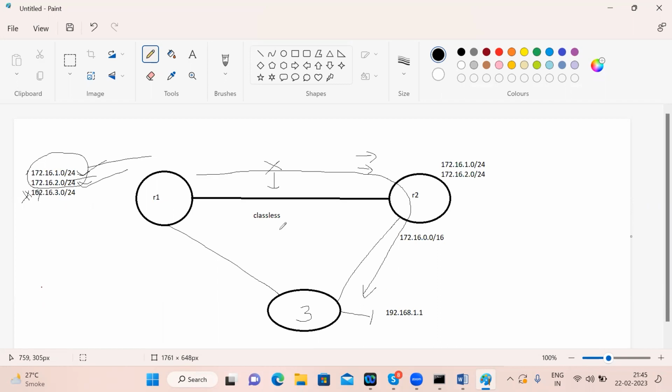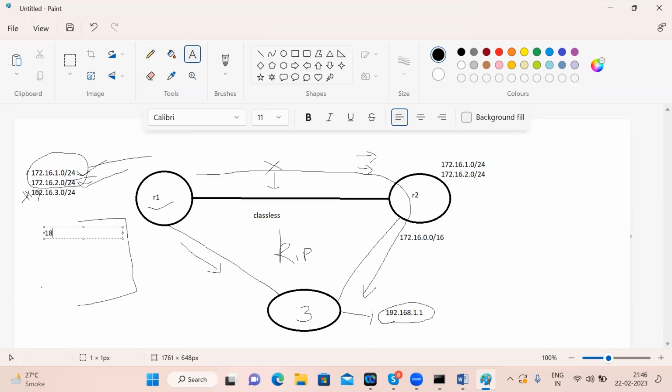Along with static routing protocol, you don't trust static, so you have configured one more routing protocol, which is RIP or any other. RIP is a dynamic routing protocol. Automatically, it has calculated this path as the best path to reach the destination network 192.168.1.1. Now, router 1, in its routing table, has the network information of 192.168.